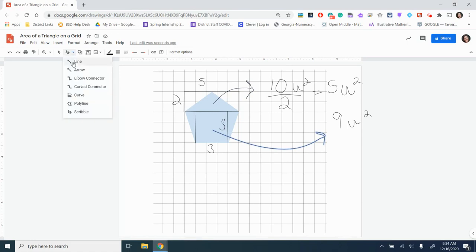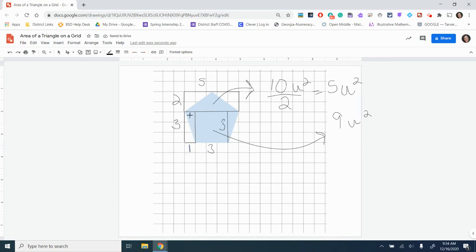So I'm going to grab some lines again, and I want to compose a rectangle around this triangle here. And then I'm going to do that again. All right, so now we have a rectangle composed around this triangle. How can we find the area of this rectangle? Well, we can multiply the length times the width, or we could count up the number of square units in a row and multiply by the number of rows. So we have here a length of 3 and a width of 1. And 1 times 3 is 3.